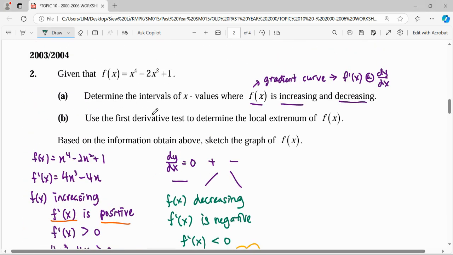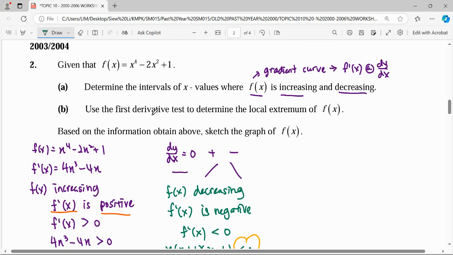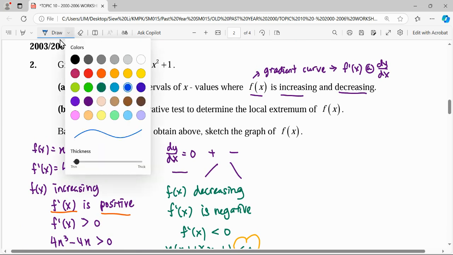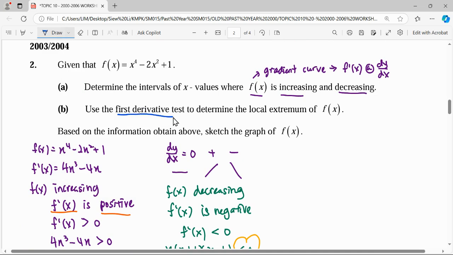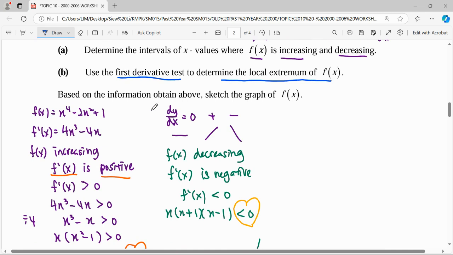Alright, so for question B, it is asking us to use the first derivative test to determine the local extremum. So we need to find out what the stationary points are first. The stationary point is where dy/dx equals 0, or f'(x) equals 0.